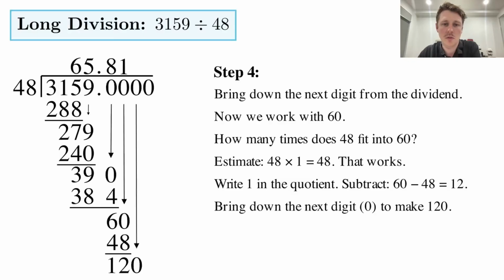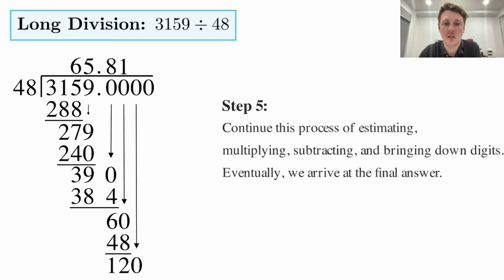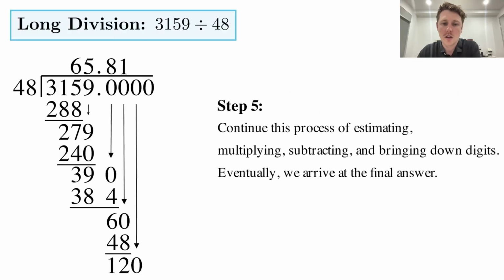I've just run out of space, but I'm just going to explain. The last step is to just continue that process of estimating, multiplying, subtracting, and bringing down digits, and eventually you'll get to your final answer. Sometimes you might get a recurring answer, but in this case, if we just sort of continue it in our head, we'd say 48 goes into 120 twice, with remainder 24, I think, and then bring down the next 0, and 48 goes into 240 5 times. So we get a 2 there and a 5 there.